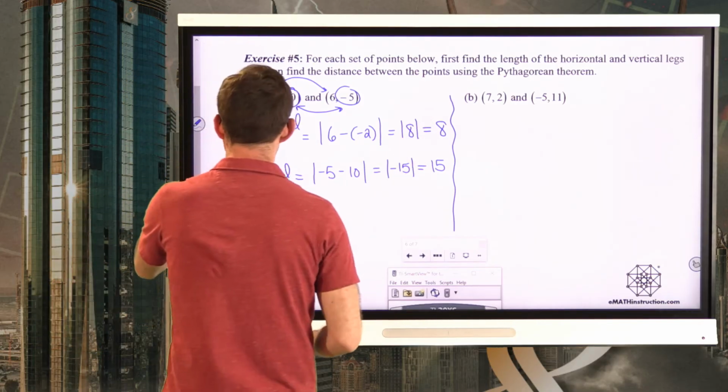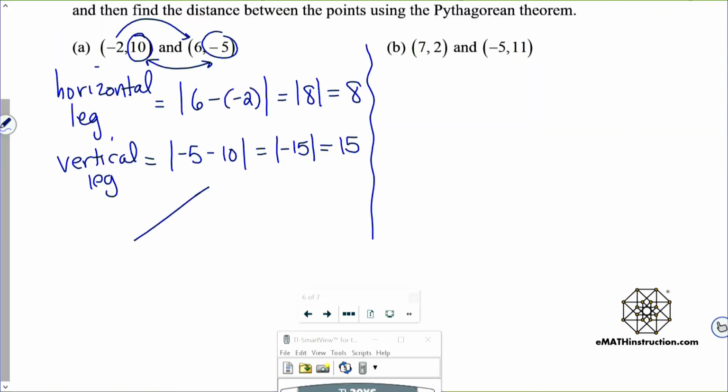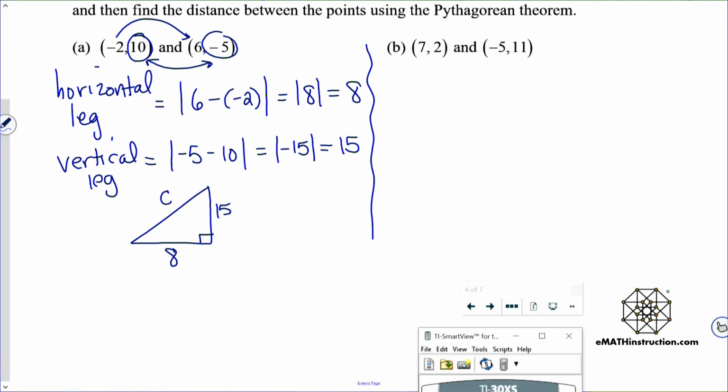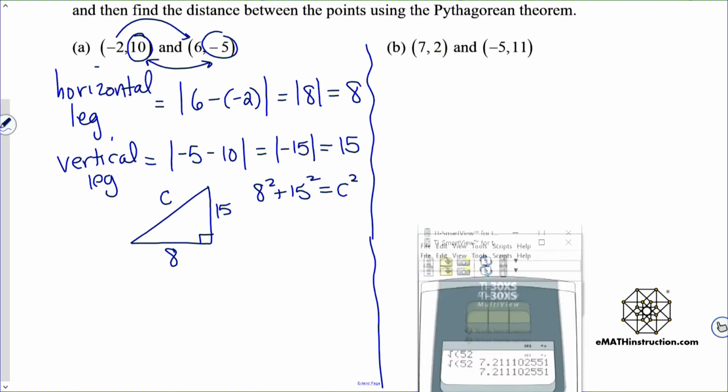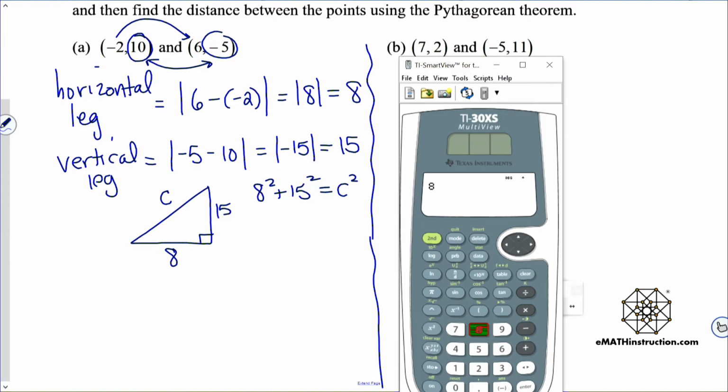Once I have those, I can then use the Pythagorean Theorem and basically just say, look, I've got 8, I've got 15, I want to know now my hypotenuse, so let's do a little Pythagorean Theorem, right? We'll have 8 squared plus 15 squared equals c squared. I think we'll use our calculator to do 8 squared plus 15 squared. That gives me c squared equals 289.